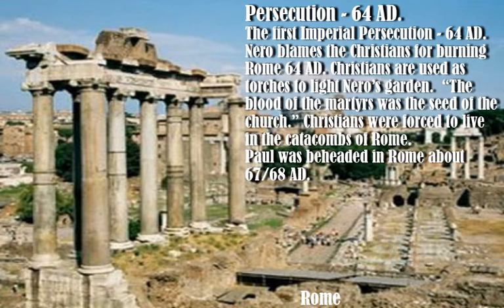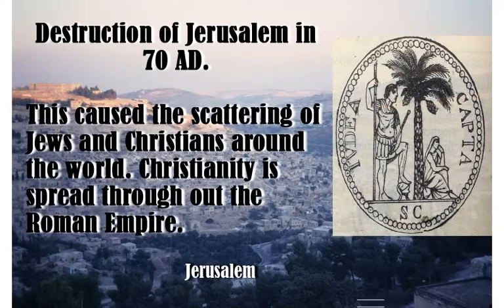It's believed that Nero needed more room, so he had part of Rome burnt, and he blamed it on the Christians. Famous saying, the blood of the martyrs was the seed of the church. Christians were forced to live in the catacombs of Rome. And finally, Paul was beheaded in Rome about 67, 68 A.D.